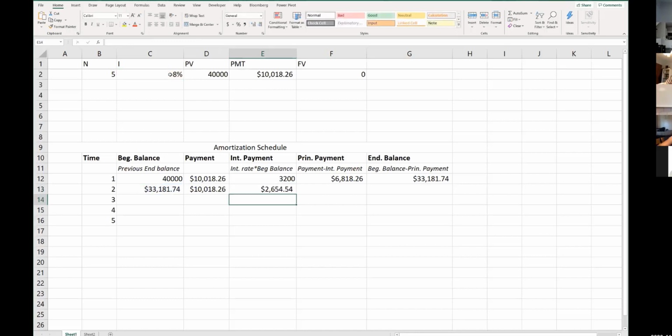Okay, you don't have to solve for it, I'll solve it with you. Principal payment is payment minus interest payment. So we paid 10,018, and 2,654 went towards interest, right? Ending balance is equal to beginning balance minus your principal payment.